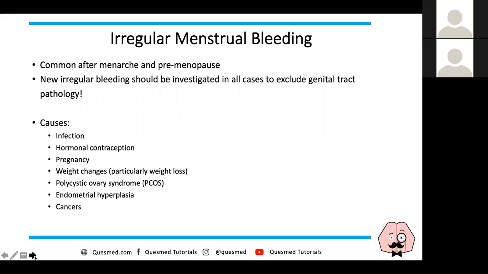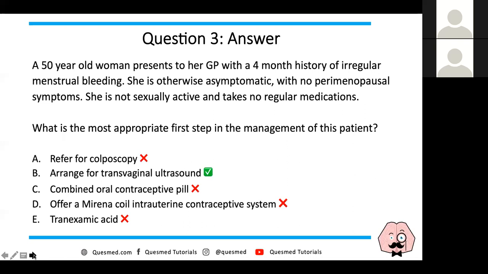PCOS is known to cause irregular bleeding. And endometrial pathology. So endometrial hyperplasia, that's where the endometrium is growing too much and is bleeding randomly. And obviously the thing we want to rule out is cancer. So we're thinking cancers of the cervix, cancers of the uterus. So looking back at the question here, the most appropriate first step for her is to arrange a transvaginal ultrasound scan.